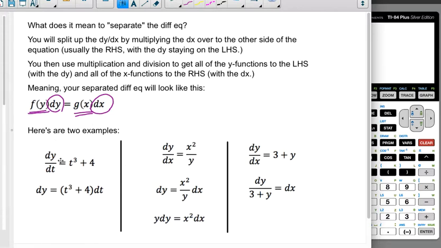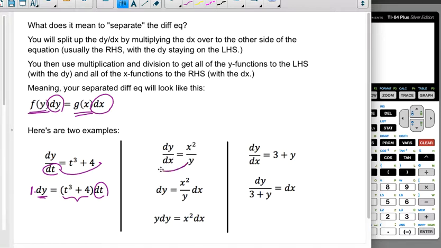So here's a couple of examples. dy dt equals t cubed plus 4. To separate this, I would multiply the dt over, and I'd get dy, which is all my y stuff. So here the function of y is just the number 1, right? Like there's a 1 technically there. And then a function of t times dt. dy dx equals x squared.